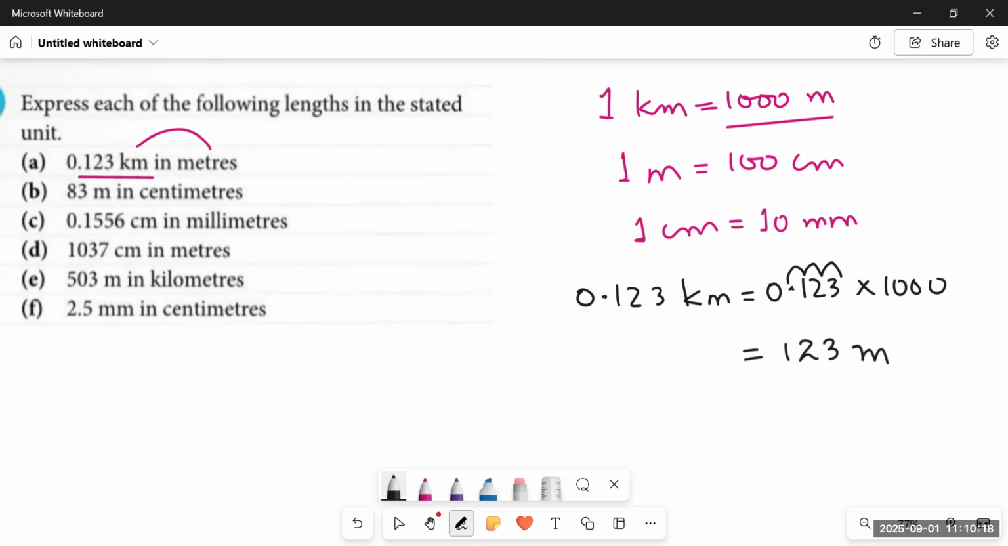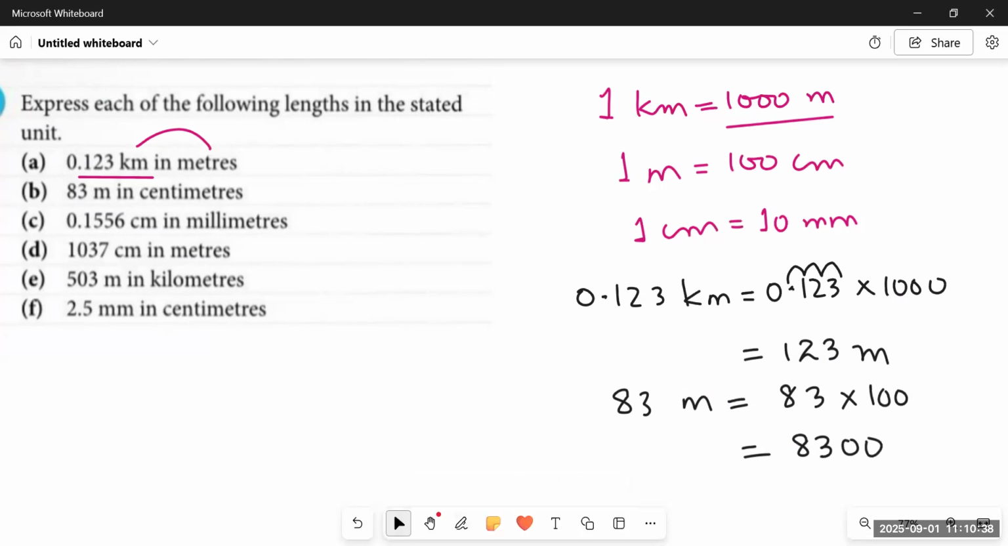Then we have 83 meters and we have to convert it into centimeters. And we know that 1 meter equals 100 centimeters. So this time we are going to multiply it by 100. If we multiply any whole number by 100, what do we do? We simply add 2 zeros to it. So it becomes 8,300. That's all.